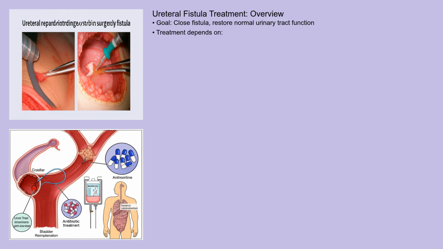Surgical options include ureteral reimplantation, where the ureter is reconnected to the bladder, ureterostomy, where the healthy ends of the ureter are rejoined, and bowel interposition, where a segment of bowel is used to bridge the gap between the ureter and the bladder. Minimally invasive techniques, such as laparoscopic or robotic surgery, may be used in some cases. An important aspect of management involves addressing any underlying conditions, such as infection or inflammation, that may be contributing to the fistula.